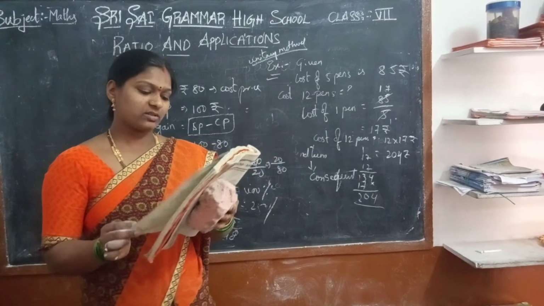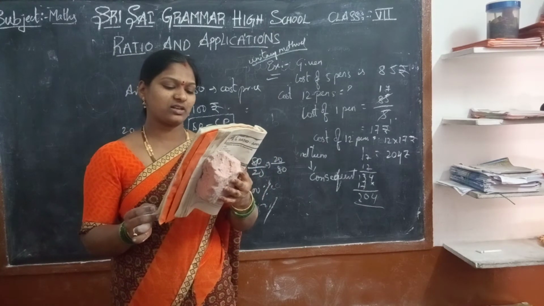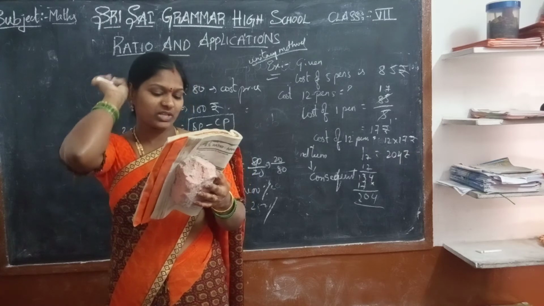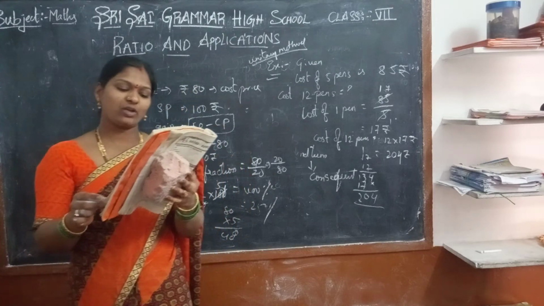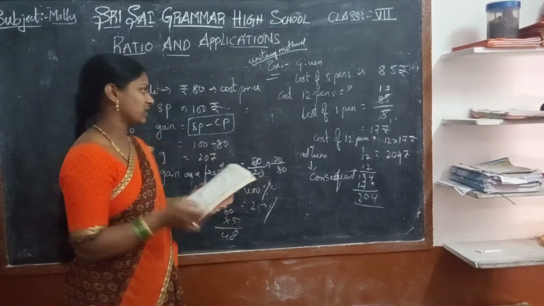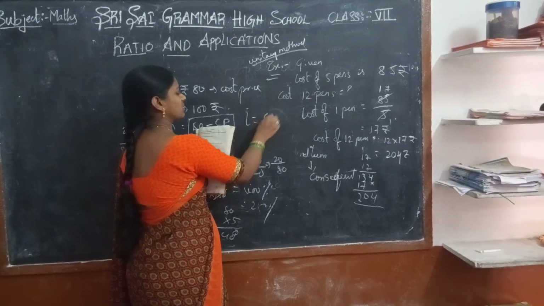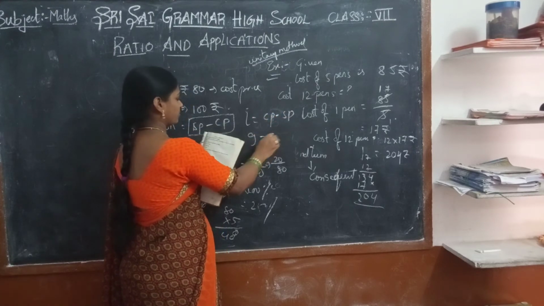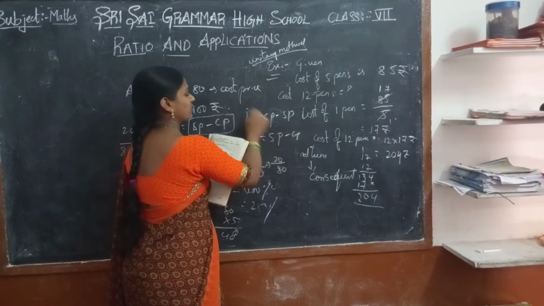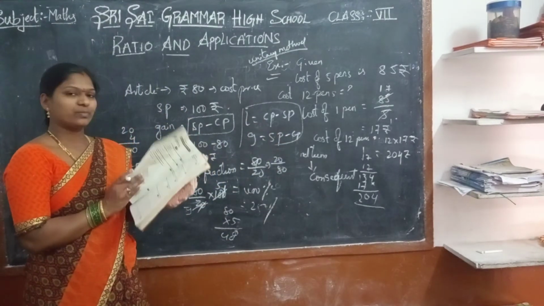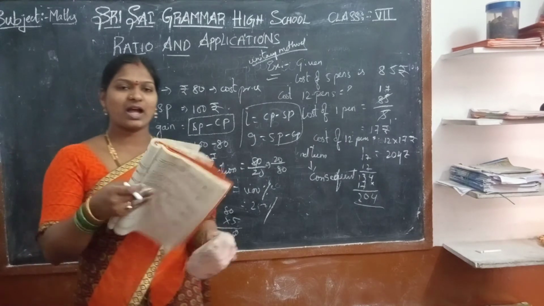When CP is greater than selling price, there is a loss. When CP is less than SP, there is a gain. When CP is equal to SP, there is neither loss nor gain. We have to remember compulsorily: loss equals CP minus SP, and gain equals SP minus CP. This is the formula we have to remember.